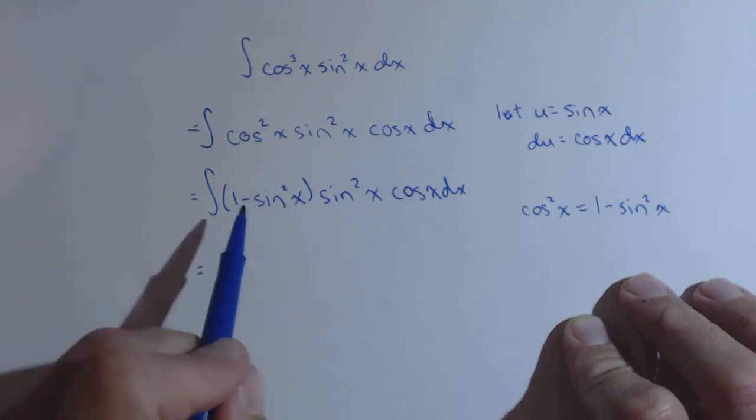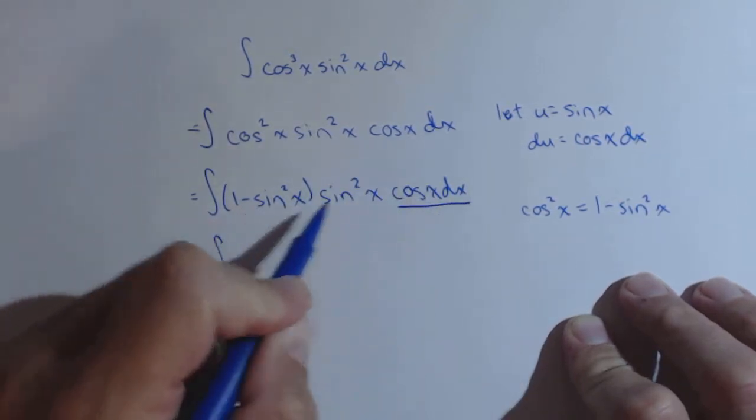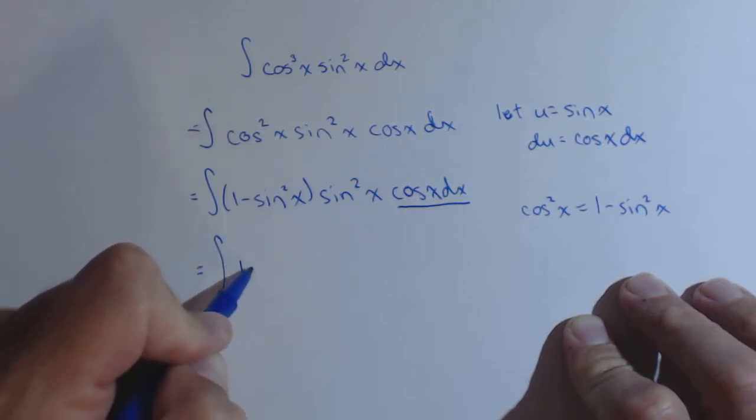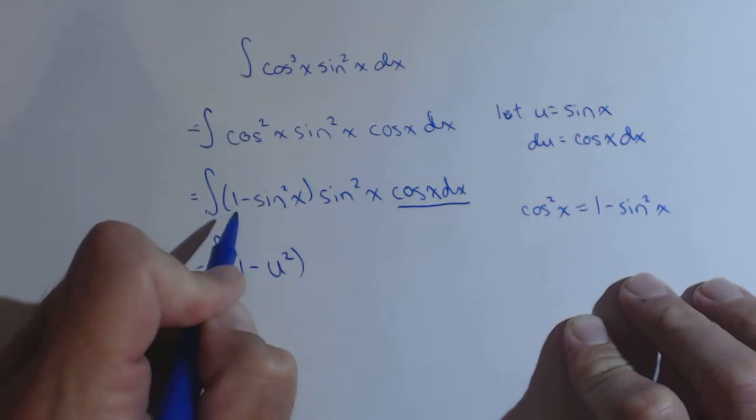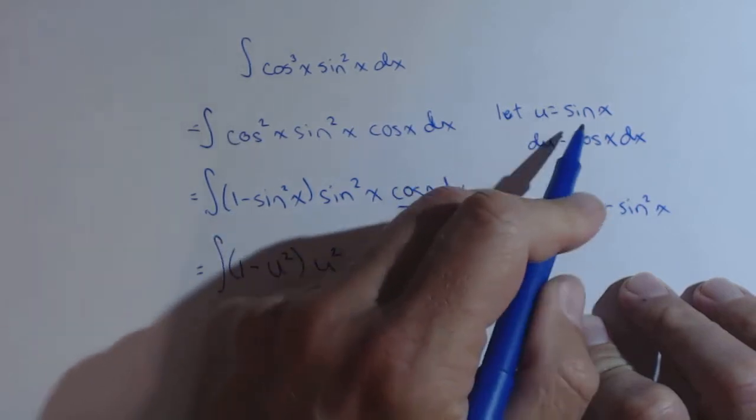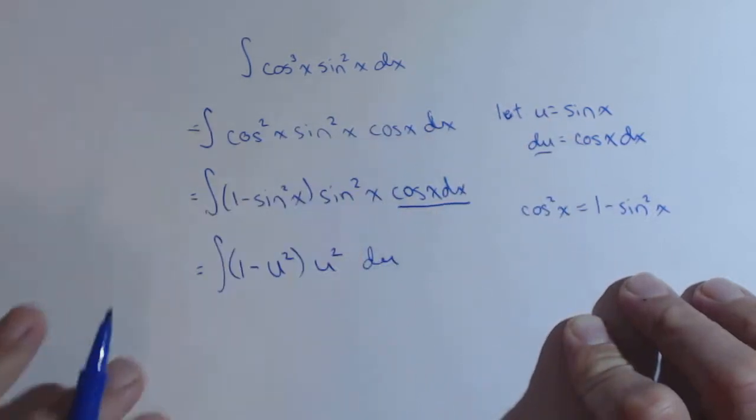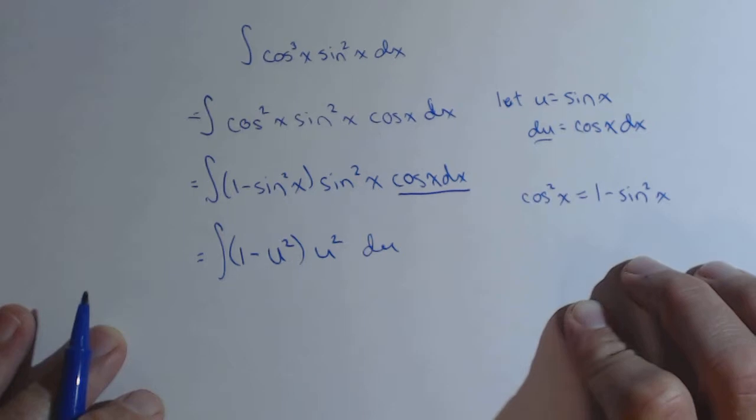Now we can do our substitution, because here is exactly our du. Those sines are going to become u's, and we'll have 1 minus u squared for this part. Sine squared x will become u squared, and cosine x dx is exactly du. We now have an integral all in terms of u.